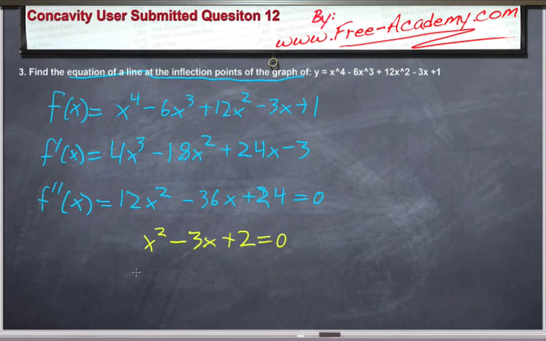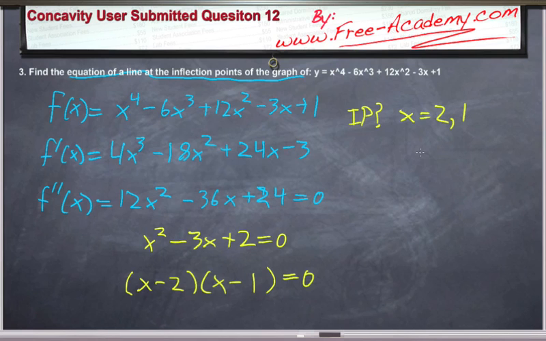So let's see if we can factor this out. I would say maybe minus 2 and minus 1 would be our factors. So our inflection points can occur at x equals positive 2 or 1. We don't exactly have enough information yet to say that these are inflection points, but we can determine whether or not they are by doing our interval test.